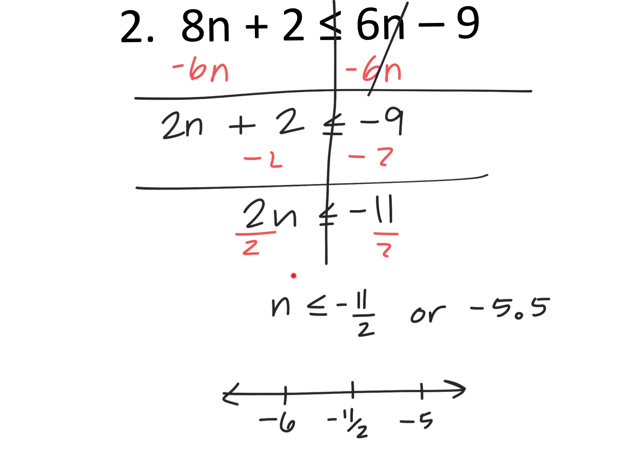We divided by positive 2. So that's why I did not flip the sign. Just because your answer is a negative does not mean that you flip the sign. It's less than or equal to, so that means that you have a closed circle. And it's less than, so please point which direction we should go. Which way do the numbers get less? Left. Okay, less is to the left.